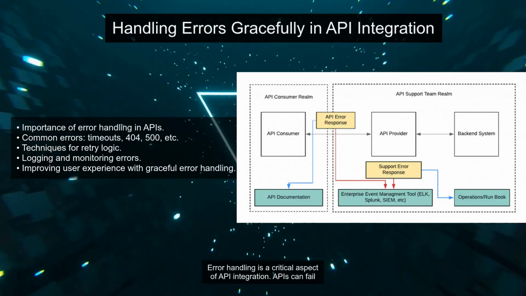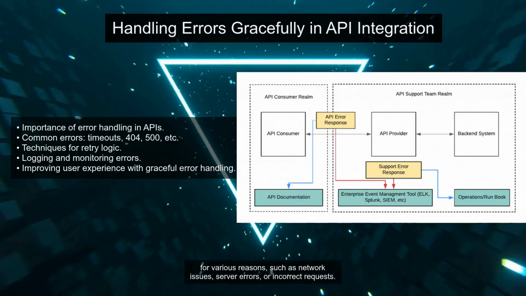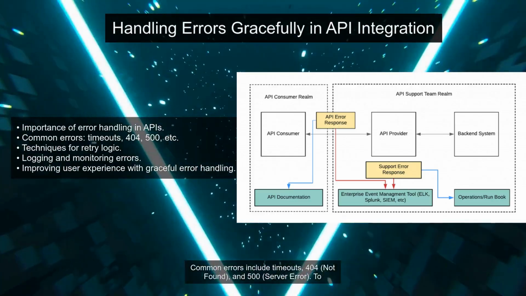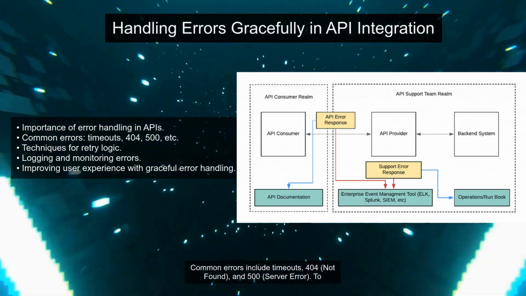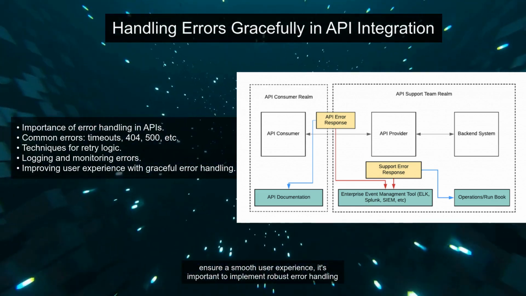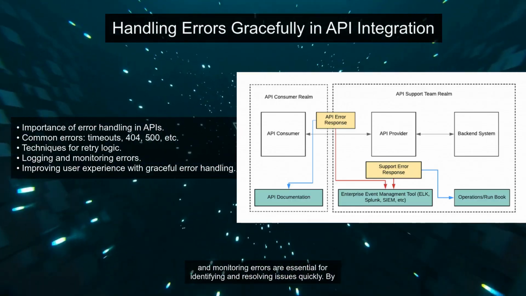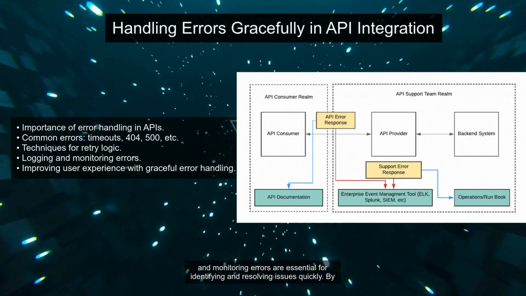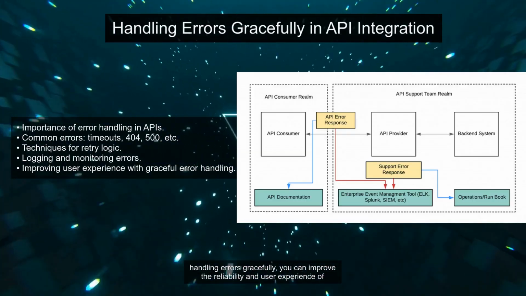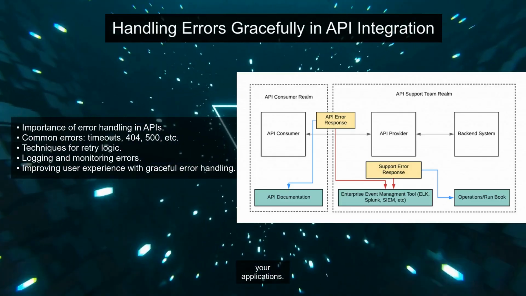Error handling is a critical aspect of API integration. APIs can fail for various reasons, such as network issues, server errors, or incorrect requests. Common errors include timeouts, 404 not found, and 500 server error. To ensure a smooth user experience, it's important to implement robust error handling strategies. Techniques like retry logic can help mitigate transient errors. Additionally, logging and monitoring errors are essential for identifying and resolving issues quickly. By handling errors gracefully, you can improve the reliability and user experience of your applications.